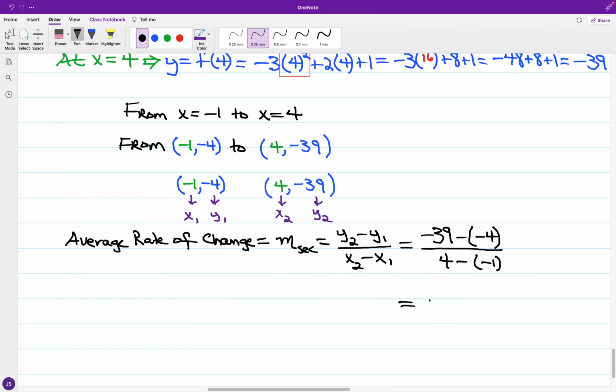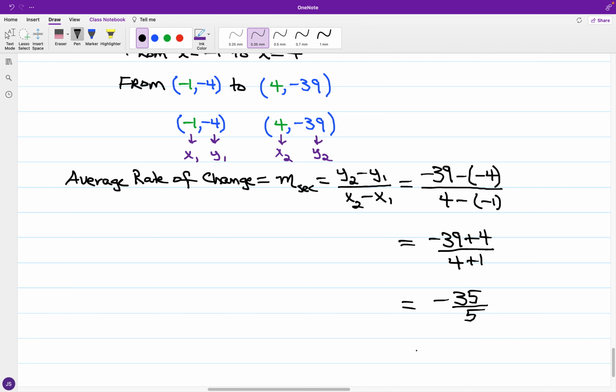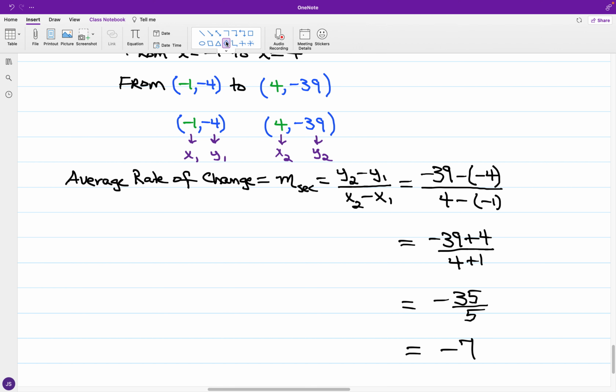Just following through, we'll have negative 39 plus 4, all over 4 plus 1. So we have negative 39 plus 4, which will be negative 35 over 5, and that reduces to negative 7. All right, so that's going to be the average rate of change between x is equal to negative 1 and x is equal to 4.